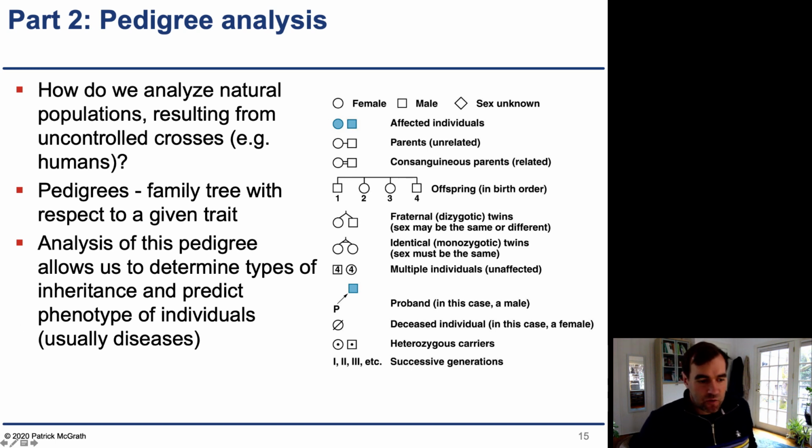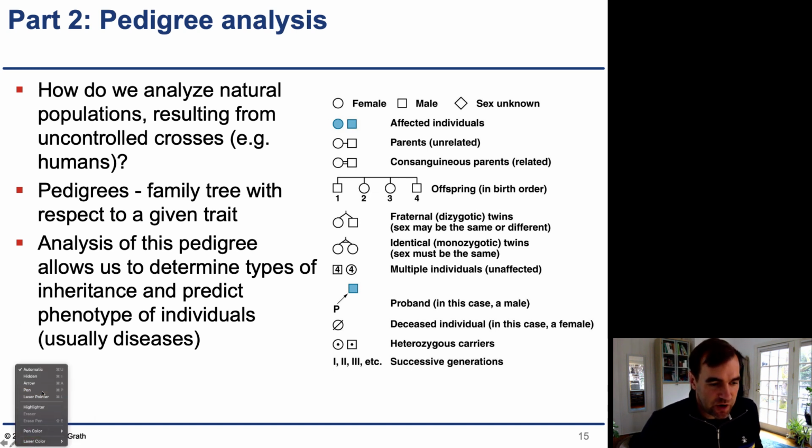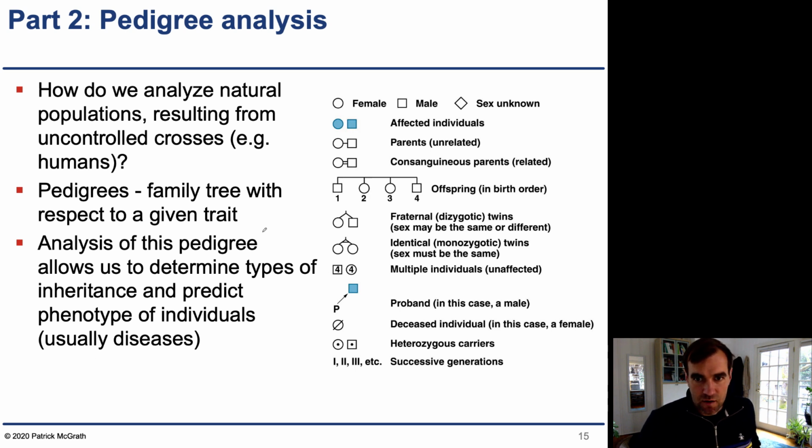Okay, so now that we've covered the basics of genetic inheritance, it actually puts us in a position to analyze natural populations. So natural populations, typically we mean human populations. So these are populations where we can't control the breeding.